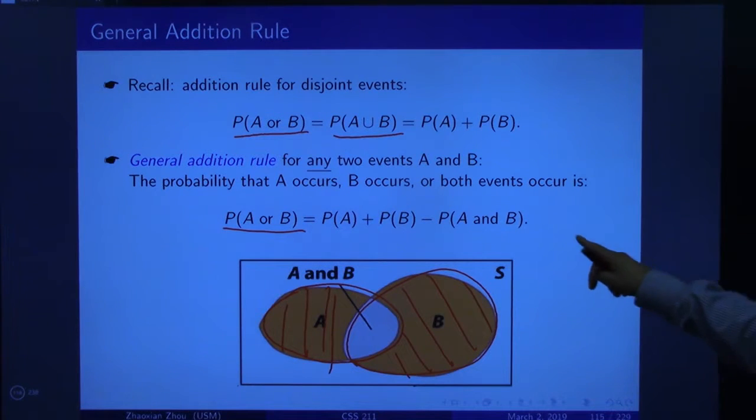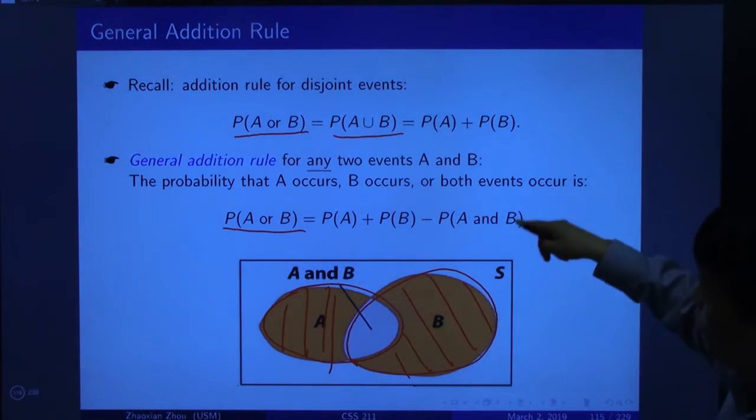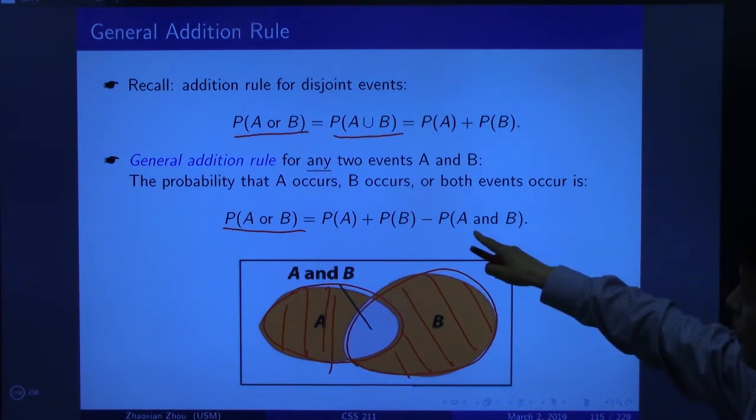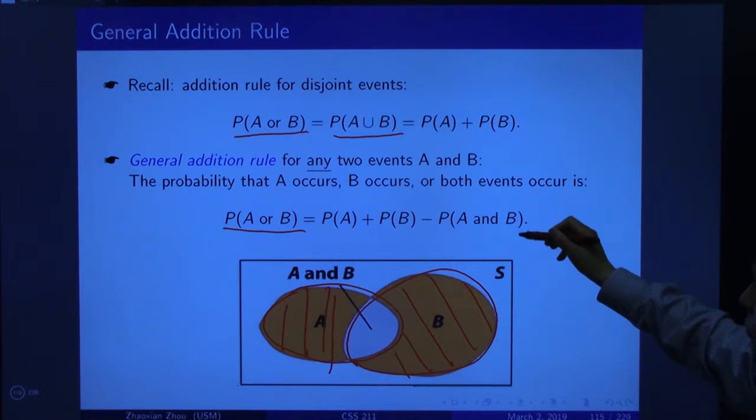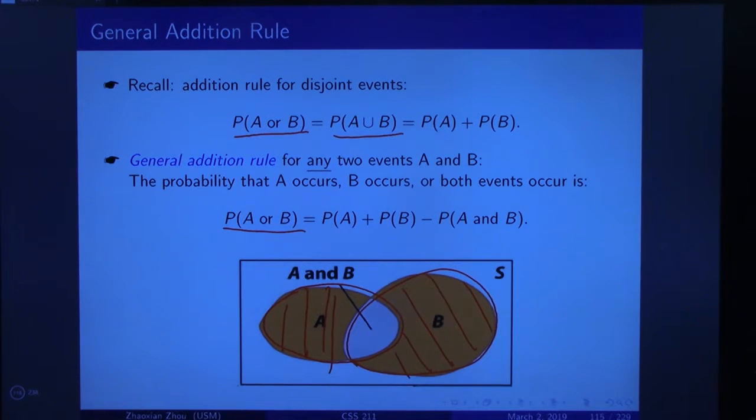Then we say this one is more general. This is a special case. In this one, if A and B are disjoint, that means the probability for A and B will be equal to 0. Then this formula will go back to this formula. This is more general. This is a special case.